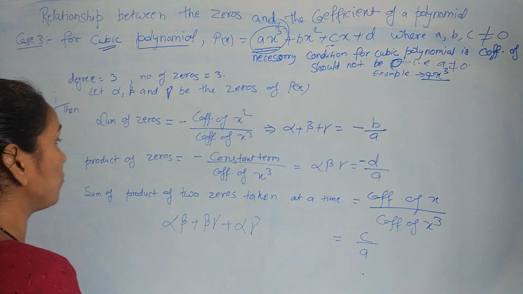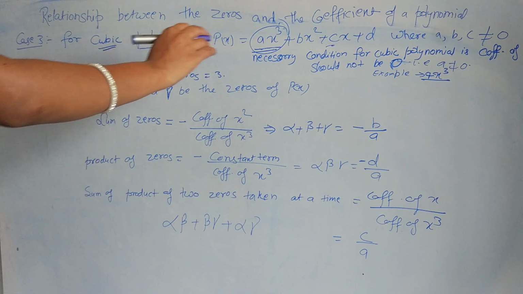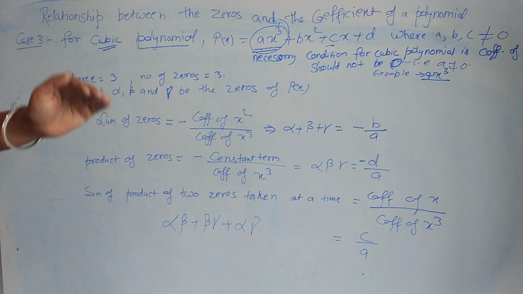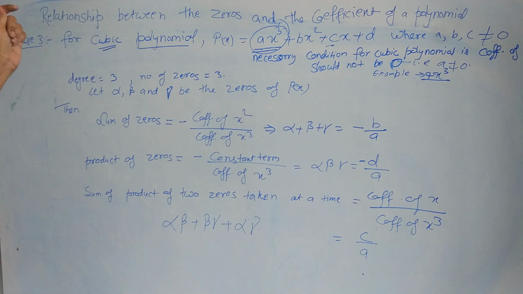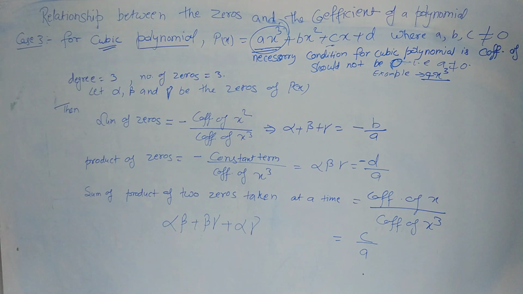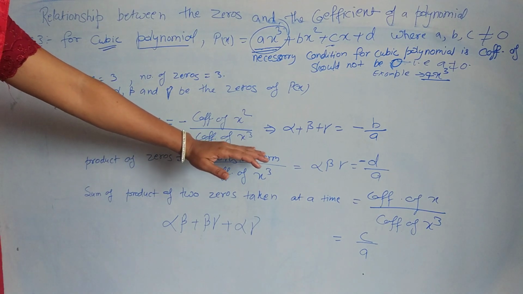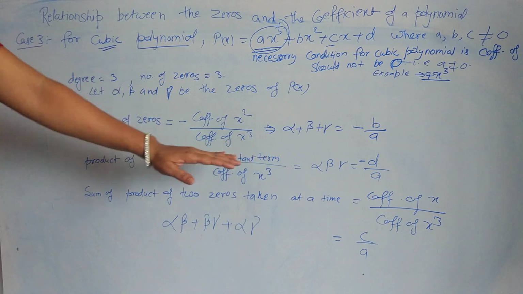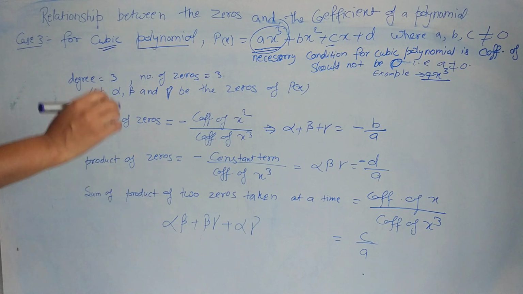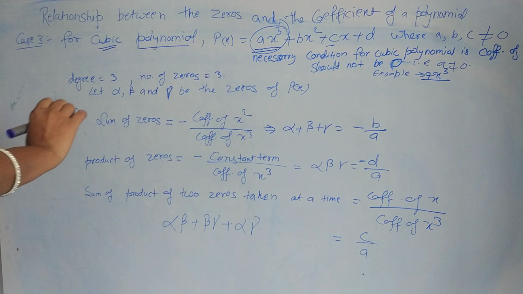Now I would like to say that whenever we are talking about the relationship between coefficients and zeros, we always start with minus, plus, minus, plus. When it was linear, it was minus b by a, and the denominator will always be the coefficient of the highest degree. This is cubic, so the coefficient of x cube. When it was quadratic, coefficient of x square. When it was linear, coefficient of x.